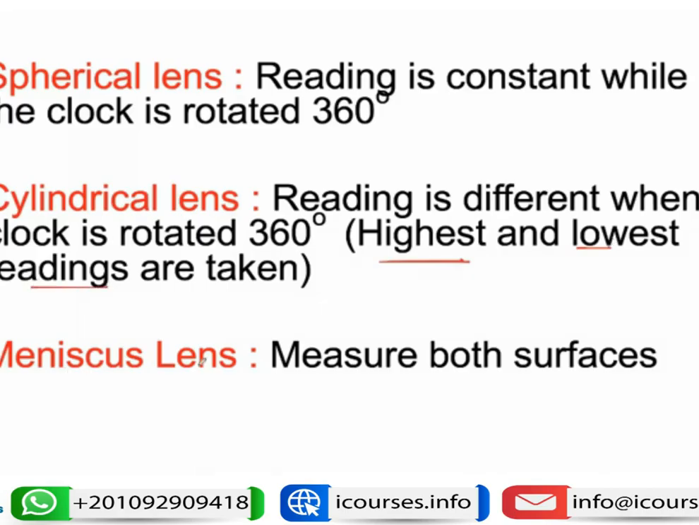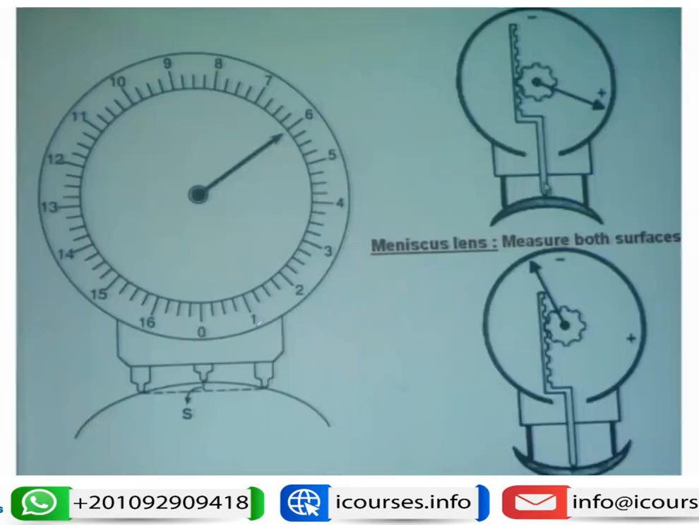In case of a meniscus lens, we need to measure both surfaces and combine both of them. So for example, if we put the Geneva lens clock over the glasses, we can first measure the convex anterior surface, which will give a plus value, and then we can measure the concave posterior surface, which will give a minus value. By algebraic summation of these values, we arrive at the power of the lens.